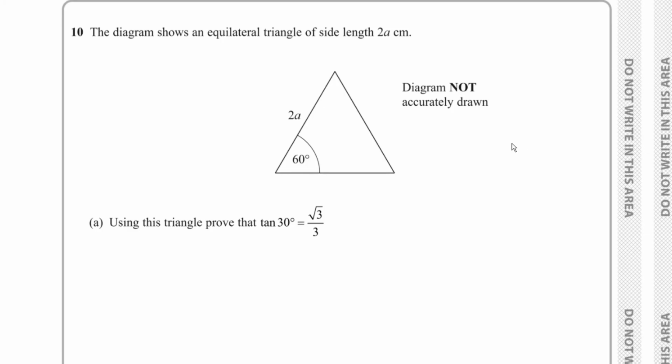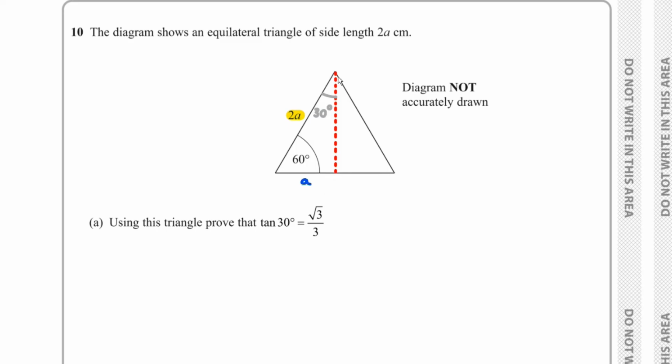Question number 10. The diagram shows an equilateral triangle of side length 2a centimeters. Part A. Use this triangle to prove that tan 30 equals root 3 over 3. So each length is 2a, and we've got this angle 60 degrees because it's an equilateral triangle. So the first thing we'll do is we'll split this triangle in half. So we've got two right angle triangles. So if this is 60, this will be 90, meaning this angle here will be 30 degrees. And if this length is 2a, half of this will simply be a.